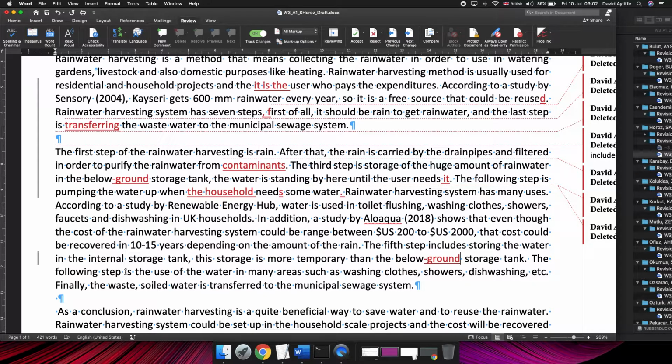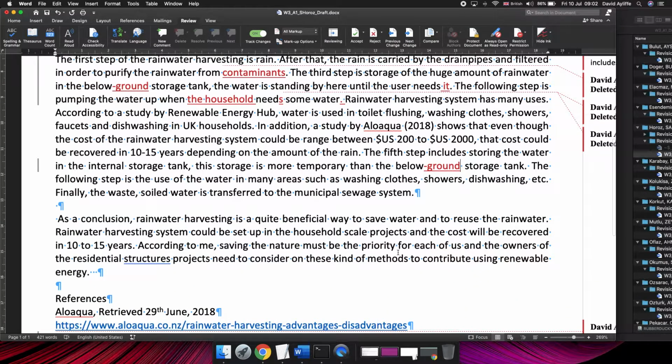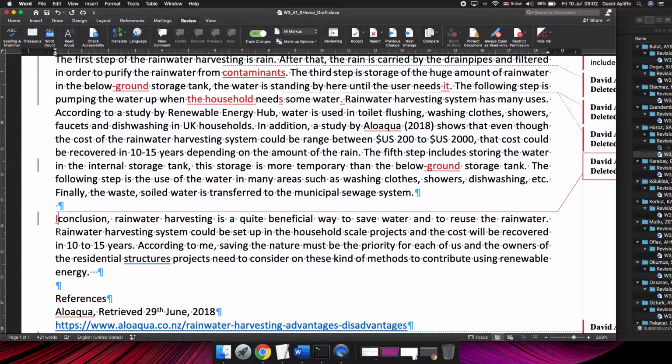The following step is the use of water in many areas. Finally, the waste soiled water is transferred. Okay, good. Yeah, good. As a conclusion, not as a conclusion. Okay, we don't need to play with this. In conclusion, nice and simple, easy.